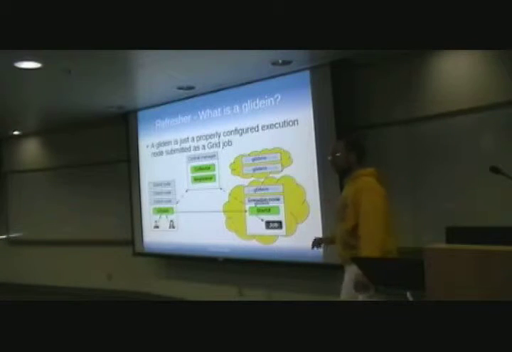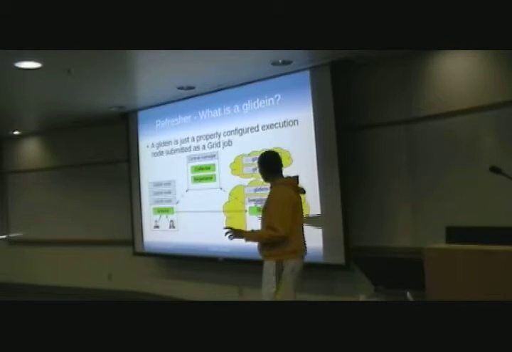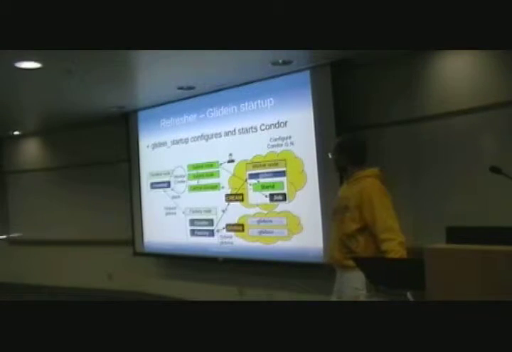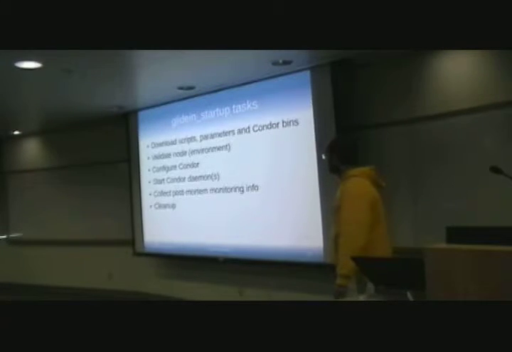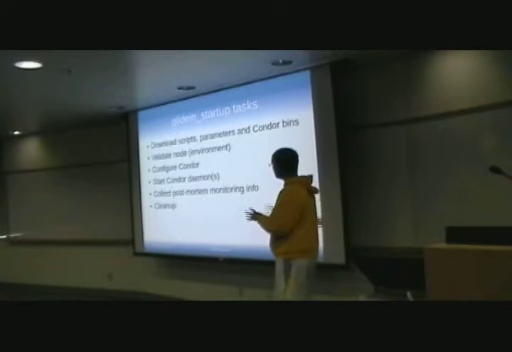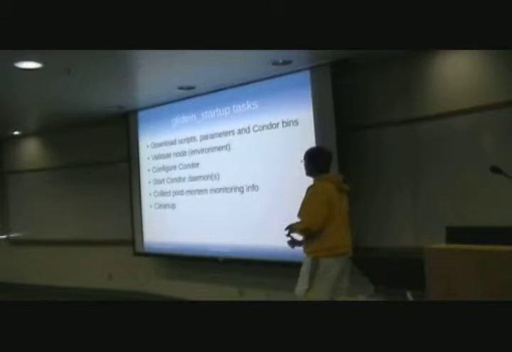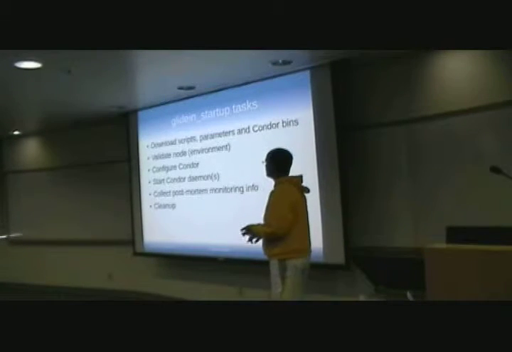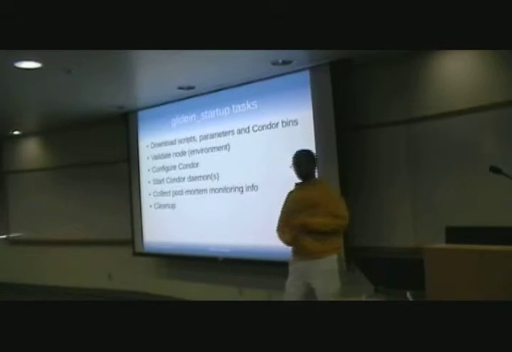Okay, since we had a long lunch, just a reminder: the glideins are just properly configured Condor daemons, and the glidein setup is the one that configures them. So let's start by rehearsing what we said before. The glidein startup downloads scripts, parameters, and control binaries, then validates the node, essentially the environment, configures Condor, starts the Condor daemon, and goes to sleep. Once Condor is done, it collects post-mortem information and does the cleanup.